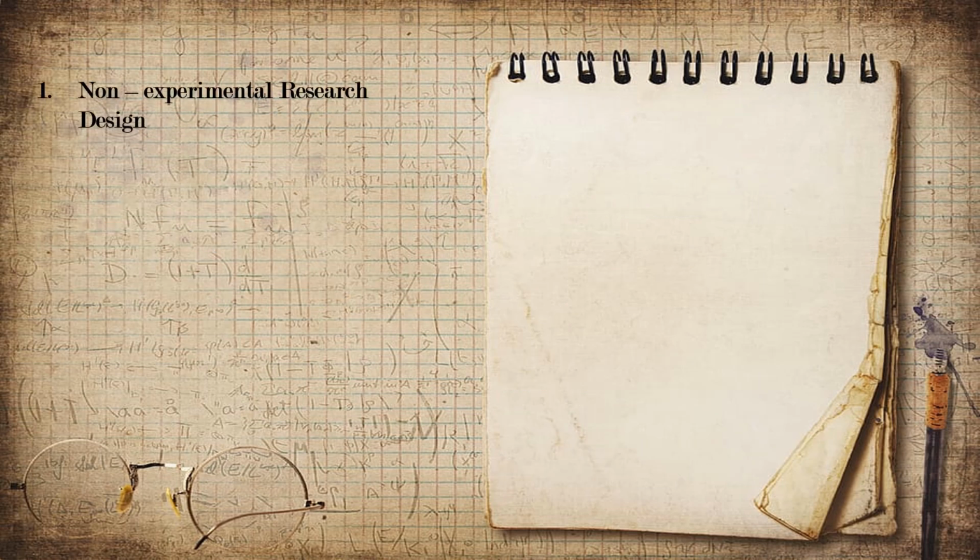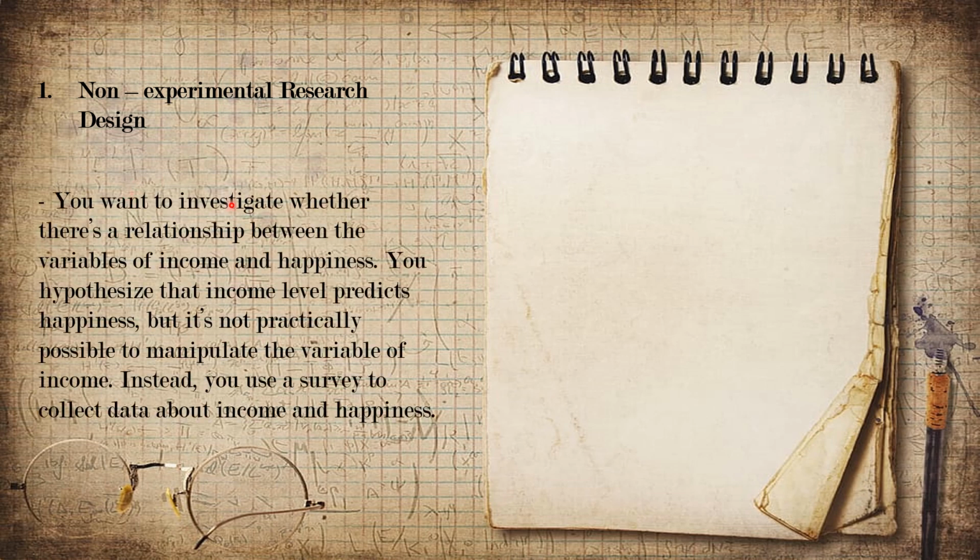Next, let us have an example for non-experimental research design. You want to investigate whether there is a relationship between the variables of income and happiness. So you have two variables, income and happiness. You hypothesize that income level predicts happiness, but it is not practically possible to manipulate the variable of income. That is why it is under non-experimental research design. Instead, you use a survey to collect data about income and happiness.